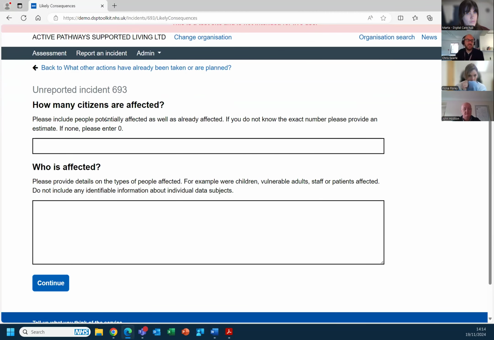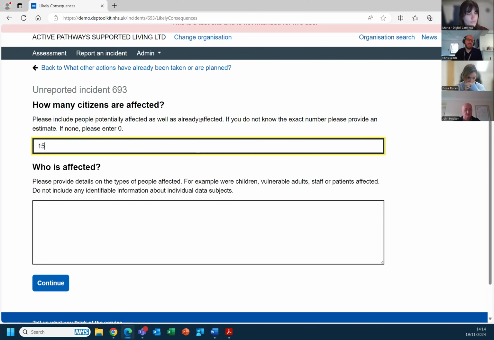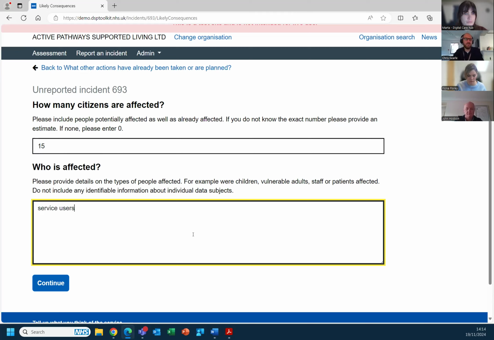So how many citizens are affected? So this is citizens affected in the widest sense. So might be service users or staff or other people. In our situation, the section of the care home that was served by that confidential waste bin is 15 beds, so we're going to put 15 there. And who is affected? We think it's service users at this point.